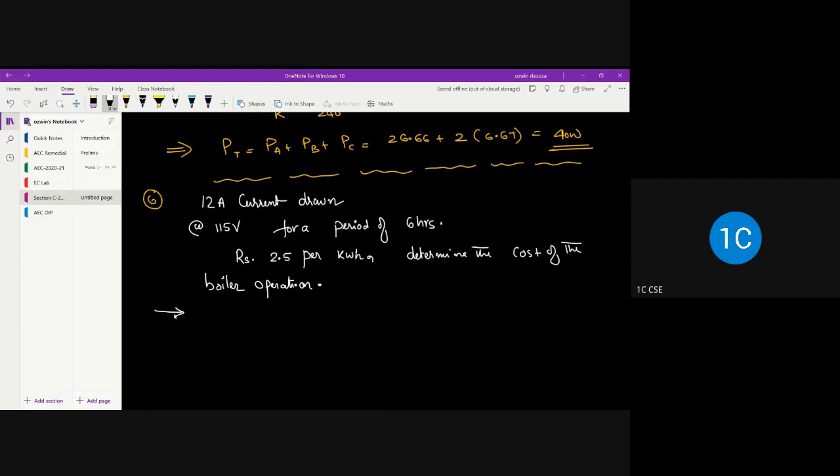So basically, the author is trying to explain a physical phenomenon, in which an electric boiler or electric water heater is used, which is drawing a current of 12 amperes from a 115 volt supply. So operating voltage is 115 and the current drawn is 12 amperes, and the per unit cost of electricity is rupees 2.5.